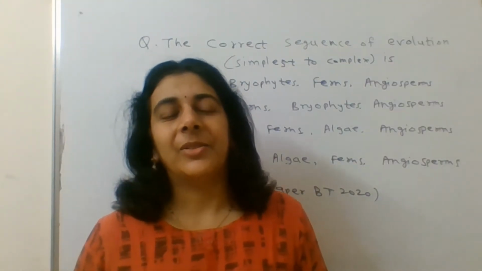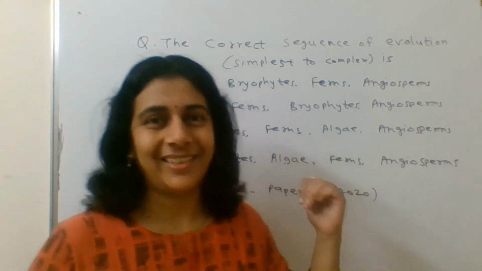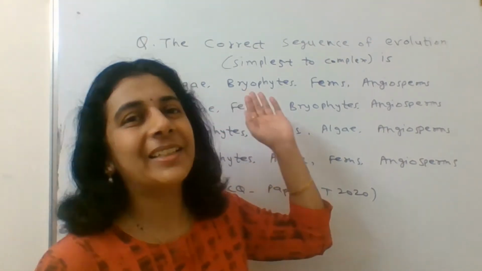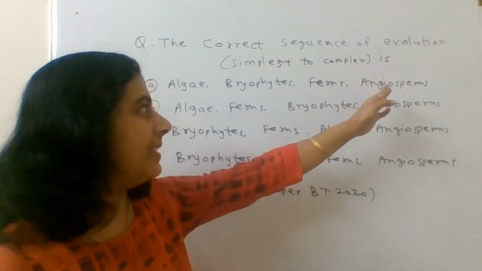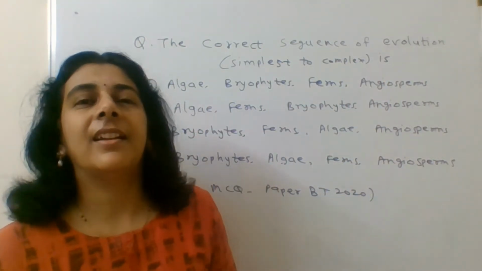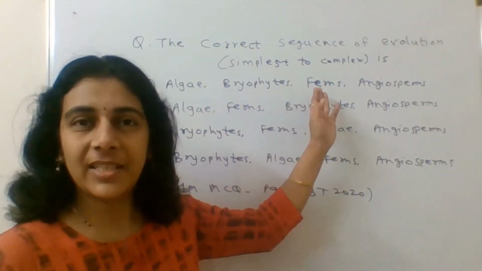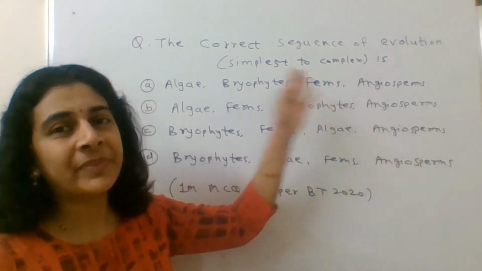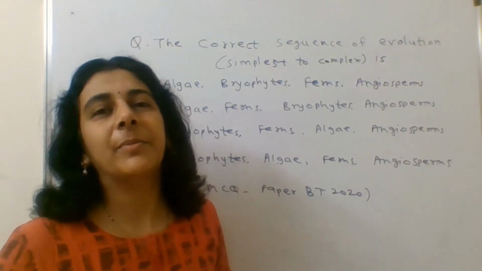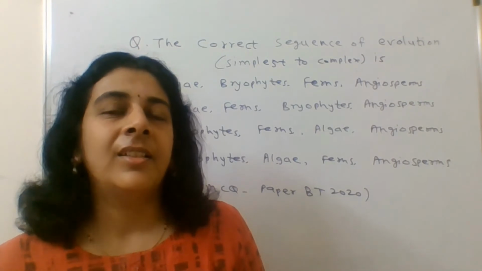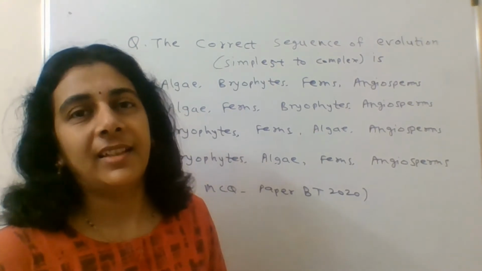So in my last video, the question I gave for you, which I'm going to solve today, is this. The question is: the correct sequence of evolution from simplest to complex is. In the options, there are different combinations of bryophytes, pteridophytes, meaning ferns, then angiosperms and algae. This is a 1 mark MCQ type of question from the paper of biotechnology 2020. So one of the four combinations is correct in this case.